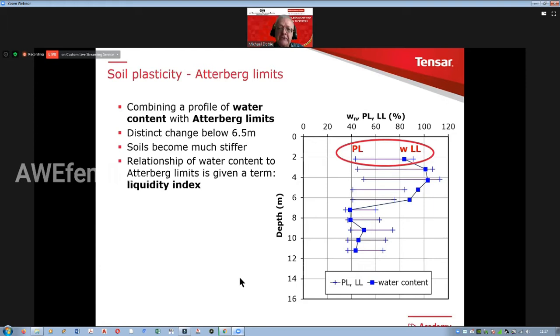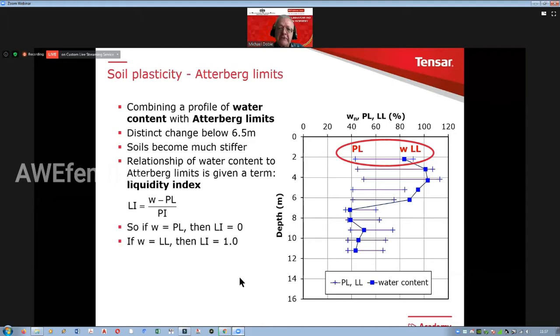And one way we can actually put numbers on that relationship is by what's called the liquidity index, which is the ratio of the water content minus the plastic limit over the plasticity index. And essentially it's the distance that the water content plots either side of the liquid limit. And it's just a nice way to put that into a single number. There is some information, obviously, which you can work out for yourself.